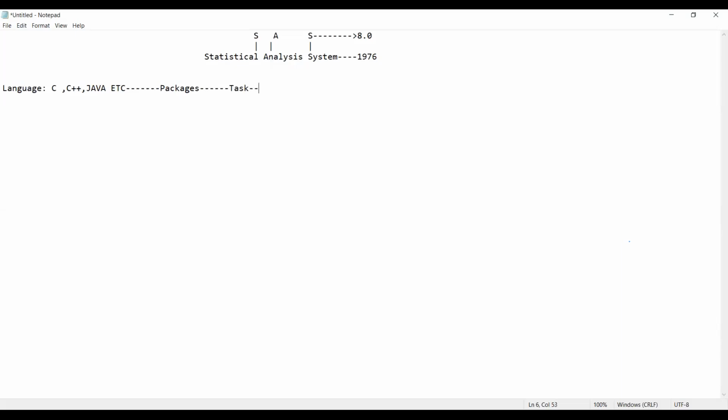For example, I want to design a resume in the computer. Suppose you want to design a resume in your computer, what do we use? Microsoft Word. In the same way, if you want to put the data in a tabular format, that is in the form of rows and columns, we go with MS Excel.